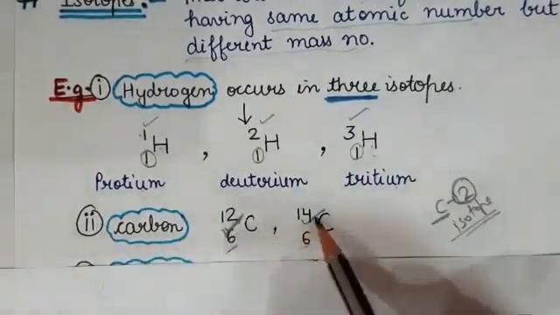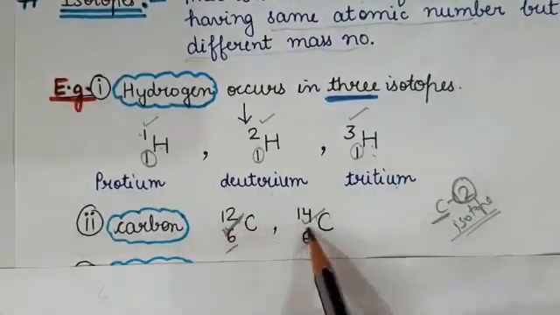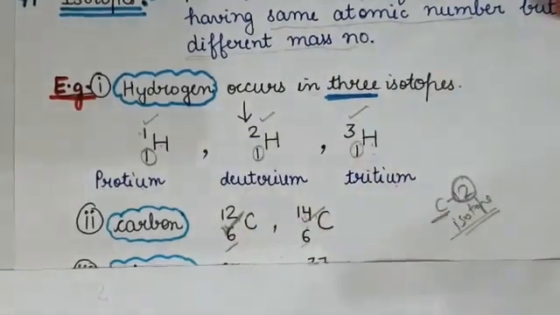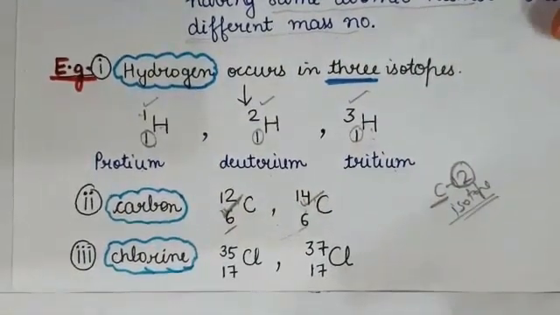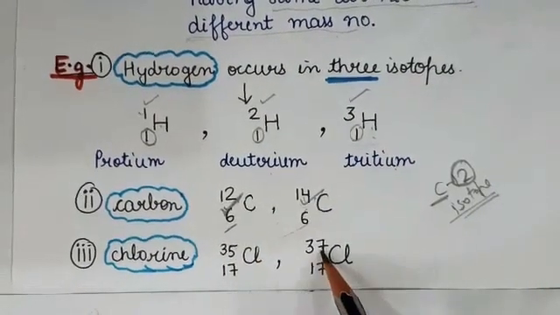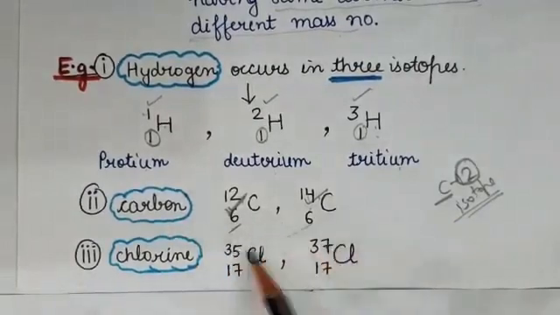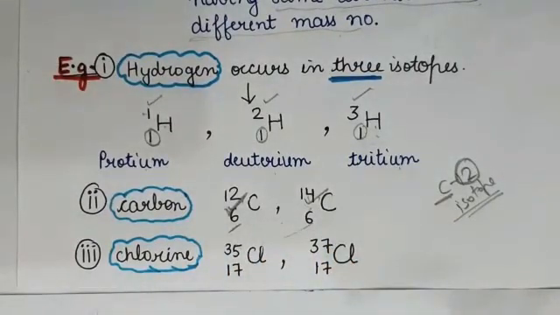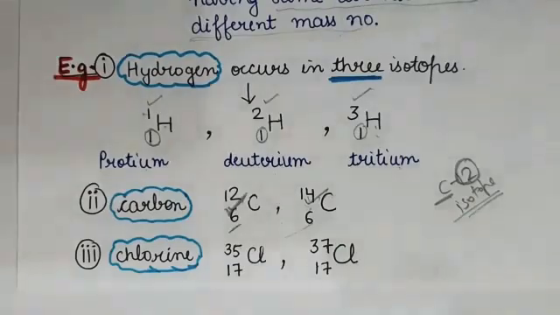So these are the 2 isotopes of carbon. Same atomic number, different mass number. Chlorine. Chlorine also exists in 2 isotopes. 17-35, 17-37. 35 and 37 different mass number. Okay. So you have to learn the examples.